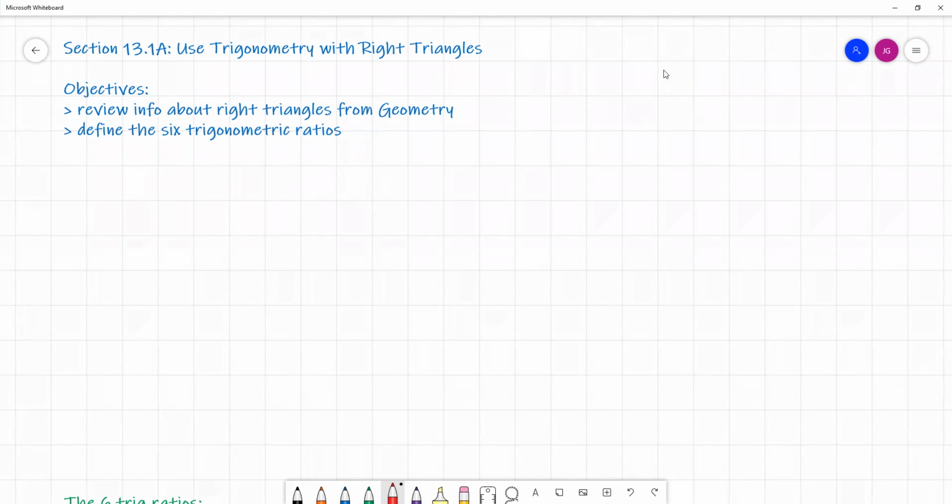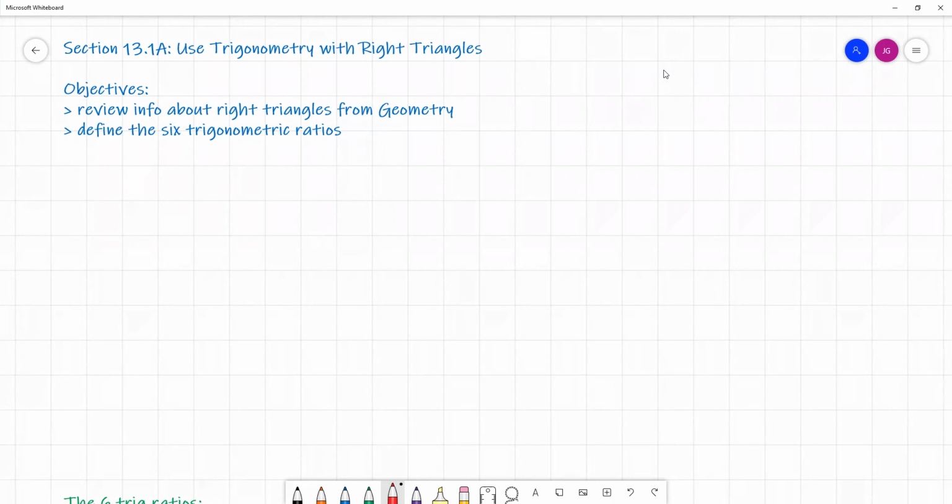We're going to use trigonometry with right triangles. The focus for a lot of chapter 13 is going to be right triangles because they're nice. They behave nicely. They do nice things for us. We'll talk about non-right triangles towards the end, but right now we'll focus on the right ones.